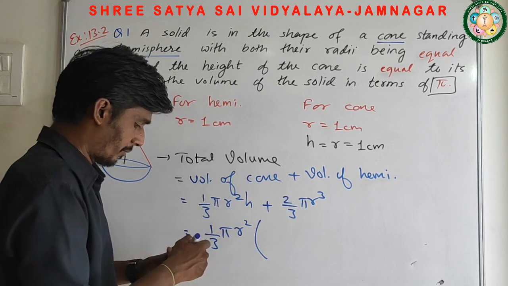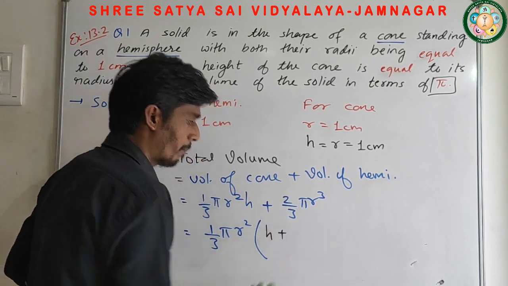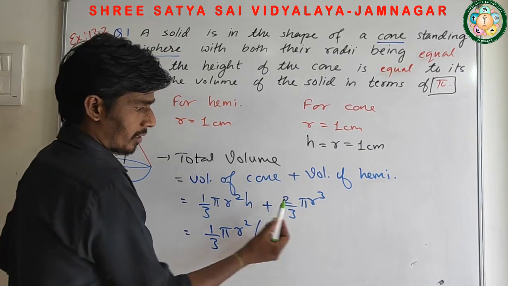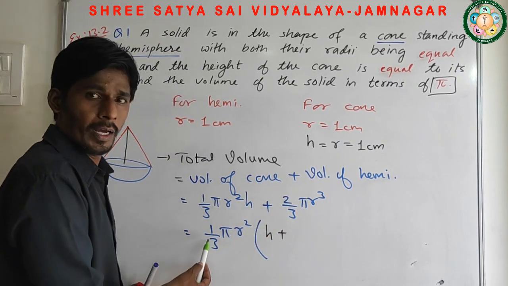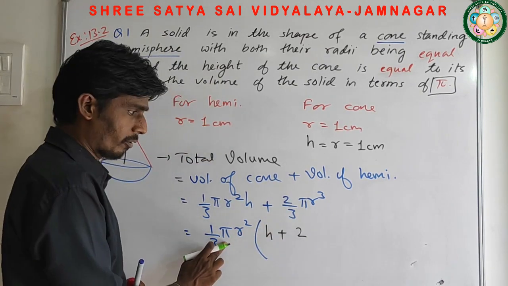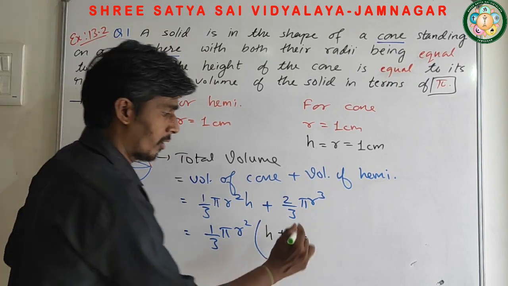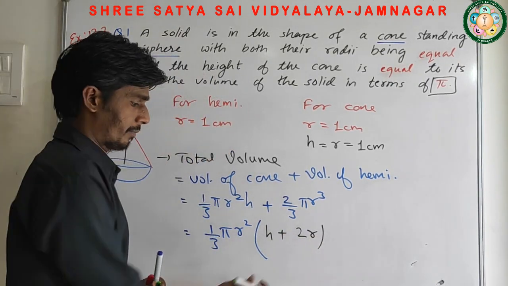So what is remaining here? It's only height plus this is 2 by 3 but I took 1 by 3 common outside. So what will come here? 2 pi is already outside. From r cube, what was common? r square. So what will remain here? r.